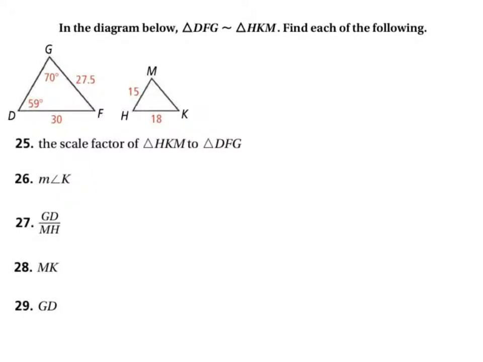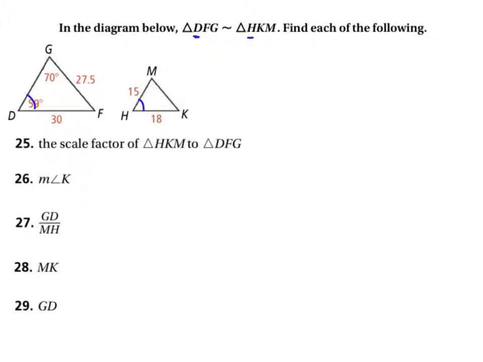All right. In the diagram below, they're telling us that triangle DFG is similar to triangle HKM. Because they gave us this similarity statement, we know that, for example, angle D corresponds with angle H, right? Because they've given us the first vertex listed first and their H. So we know that if D over here measures 59, then H is also going to measure 59, etc. Okay, all the way around.